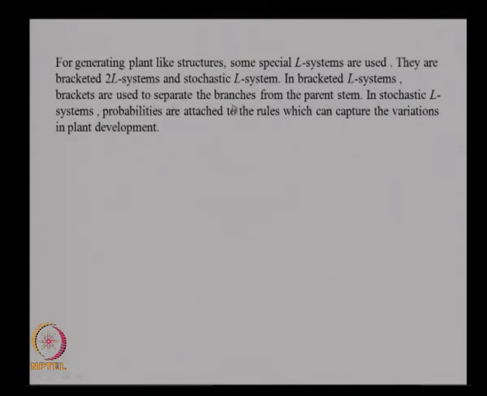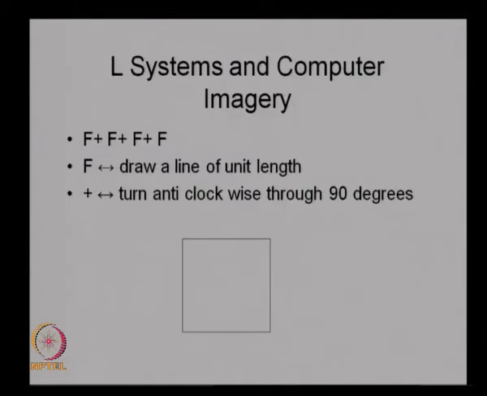Brackets are used to separate the branches, that we have already seen. You use brackets so that the branches are separated, and sometimes you use a different type of bracket when you want to move to something and draw, then come back to the same position without drawing anything. Then in stochastic systems, as I told you, probabilities are used. Also cutting a branch, and when you cut, how the branch grows, all these are captured in computer imagery when you want to describe plants.